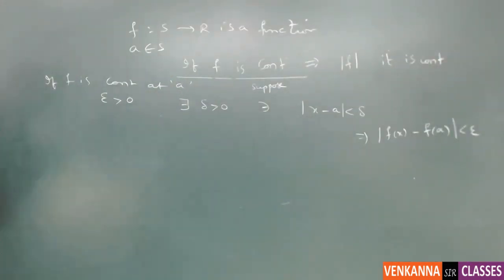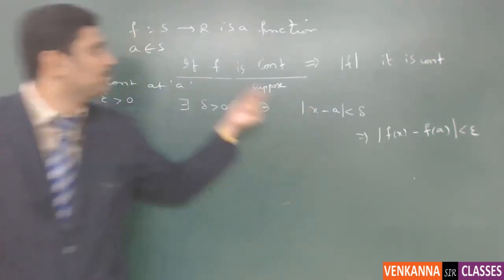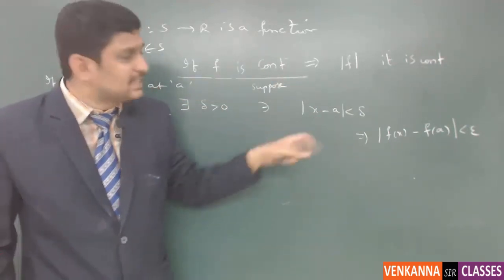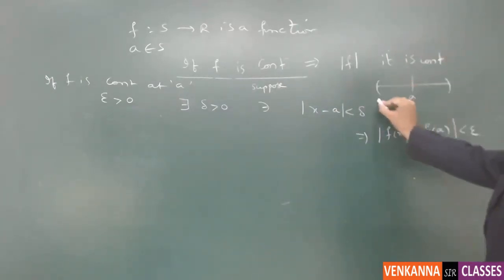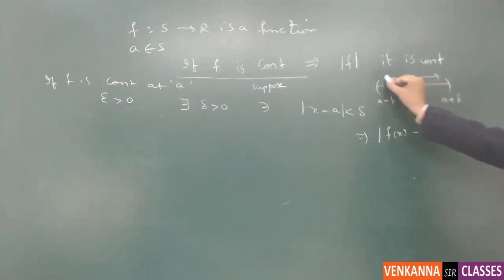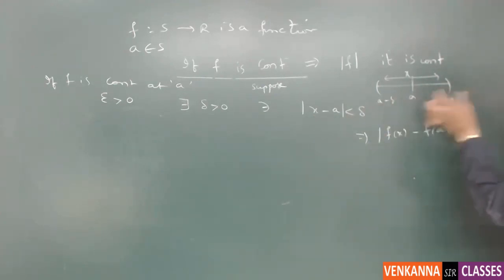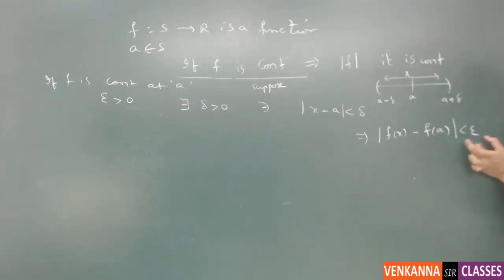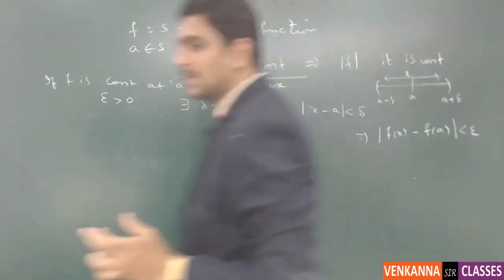Here we need to understand that whenever you choose a point x in the set S such that x is in the neighborhood of A, in other words, you can choose x within this range, such that the distance between A and x is less than delta, then the difference between images is less than epsilon. This is the actual meaning of continuity. Okay? Is that clear?